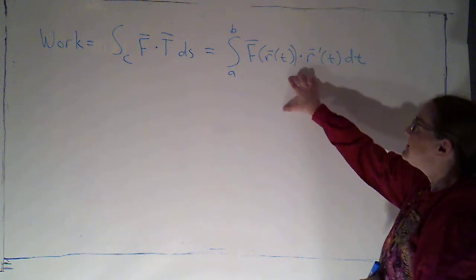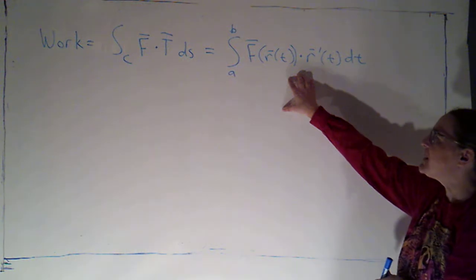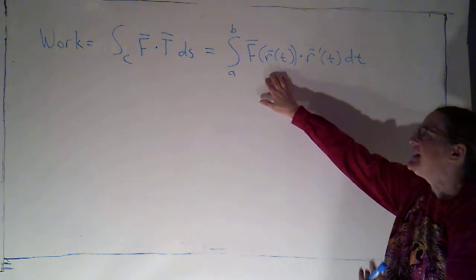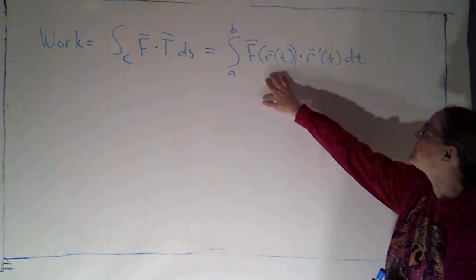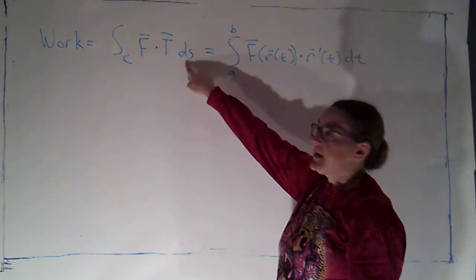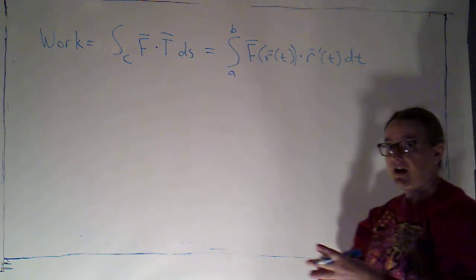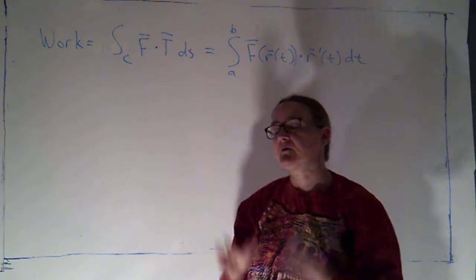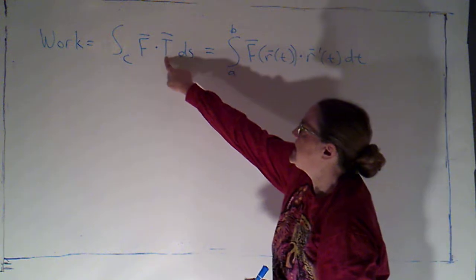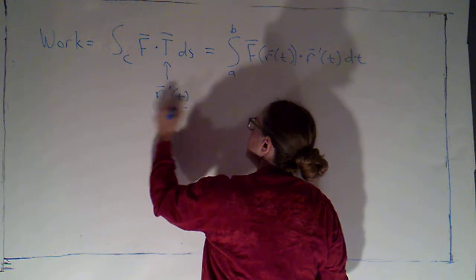Okay. This tells me exactly what I need to do in order to actually evaluate it. I parameterize my curve, and then F becomes F at r of t, so I'm expressing it in terms of t instead of x and y, or x, y, and z if we're in 3-space, and I dot with r prime of t. Remember, when you're integrating ds and you switch to integrating dt, there is always a scaling factor. And that scaling factor is, for line integrals, the magnitude of r prime. I don't see that here. That's because T, my unit tangent vector, is just r prime of t normalized.